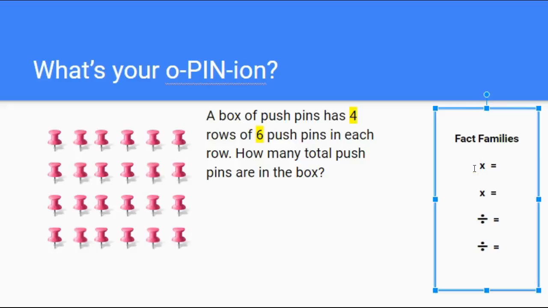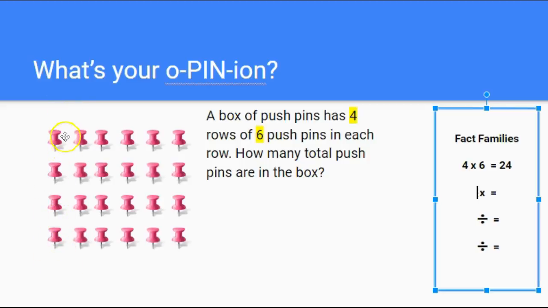So let's come over here now to the fact family side. And I have it set up so you can put your 2 multiplication equations here. So we could write 4 rows of 6 push pins is equal to 24 push pins. How do I know it's 24? Well, I could sit here and count 1, 2, 3, 4, 5, 6, 7, 8, 9, 10, 11, 12, 13, 14, 15, 16, 17, 18, 19, 20, 21, 22, 23, 24. 24 push pins. Awesome. Another way, though, to look at it would be to look at it vertically.